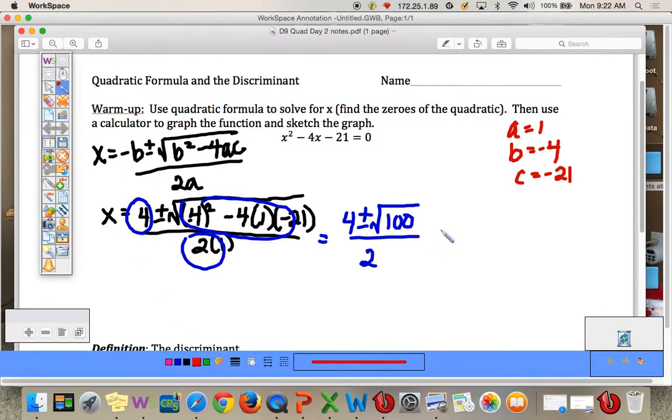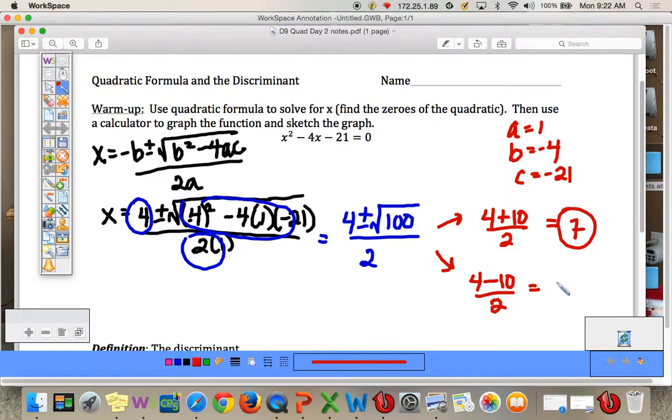And then we're going to split it up. There's 2 answers here we're going to solve. We have 4 plus the square root of 100, which is 10. So 4 plus 10 divided by 2. And we have 4 minus 10 divided by 2. And so do the top part first. 4 plus 10 is 14. 14 divided by 2 is 7. And we have 4 minus 10, which is negative 6. Negative 6 divided by 2 is negative 3. So we have 2 solutions, 2 zeros. X equals 7 and x equals negative 3.